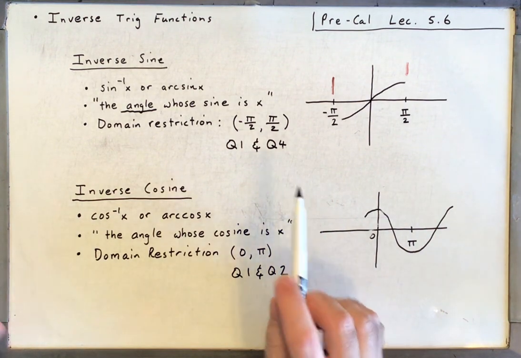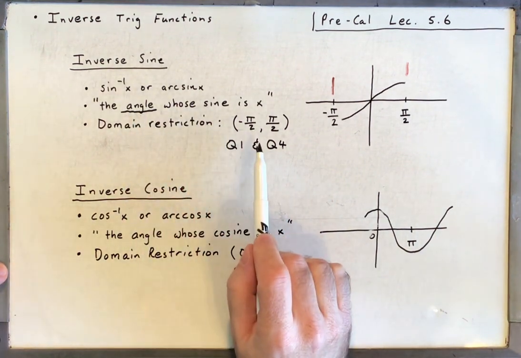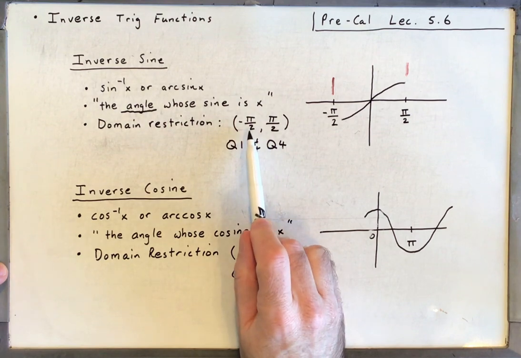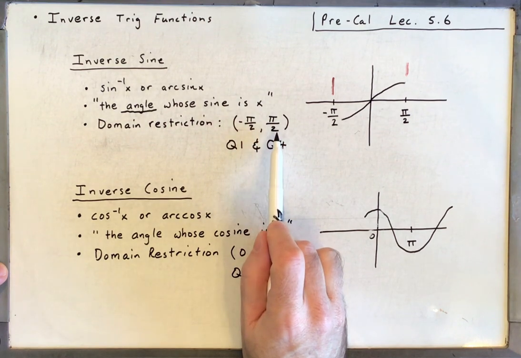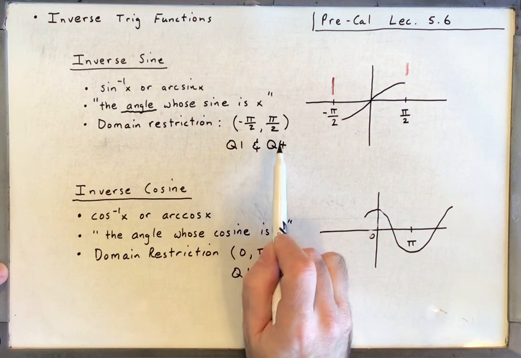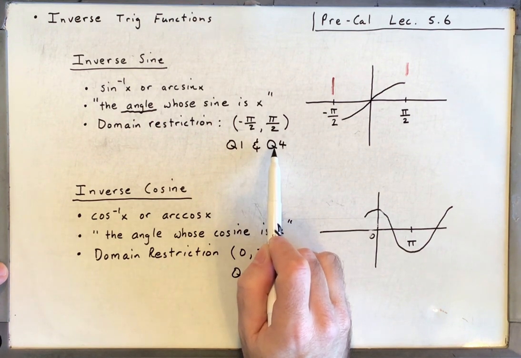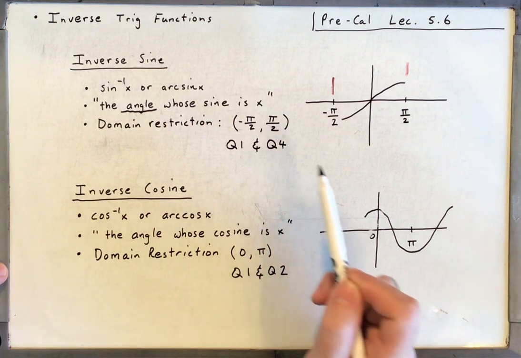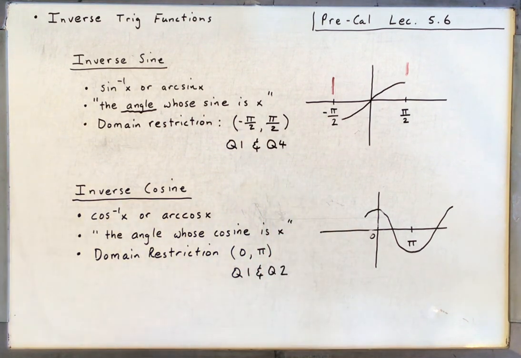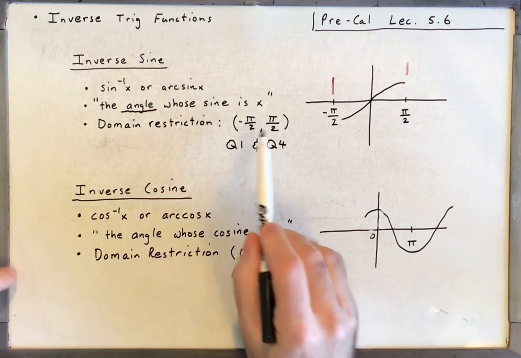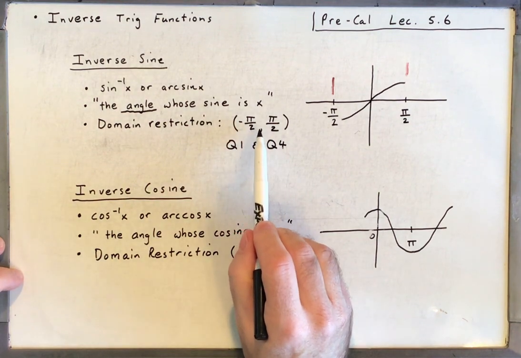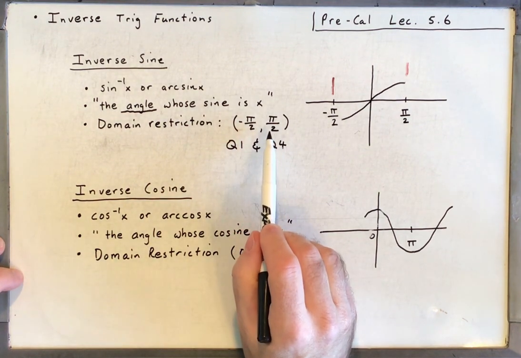Okay, so all the answers when you take the inverse sine of something have to fall between negative pi over 2 and pi over 2. So they have to be in quadrant 1 or quadrant 4. So if they're in quadrant 2 or 3, you have to exclude it and you can't report those answers. All right, we'll do some examples. I'll show you how that works. You have to memorize this, though. You have to memorize that domain restriction for sine.